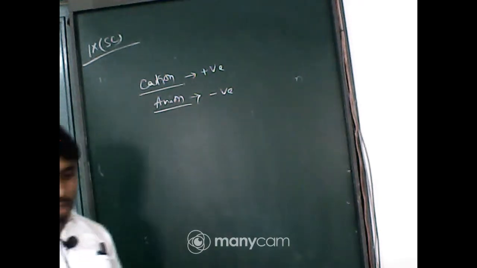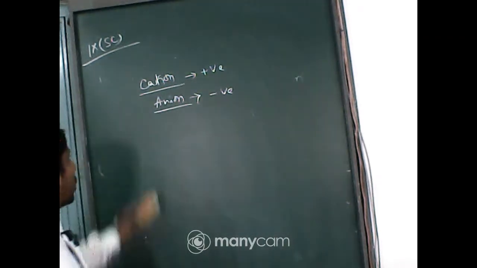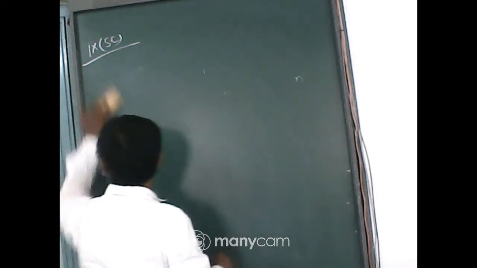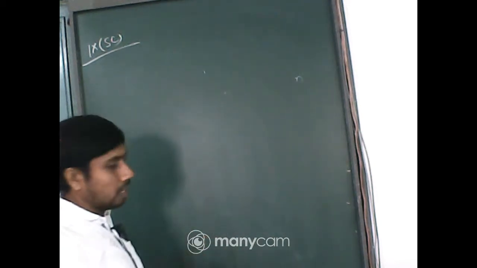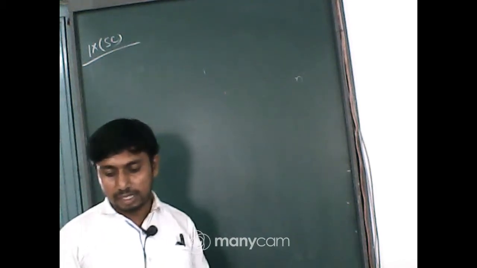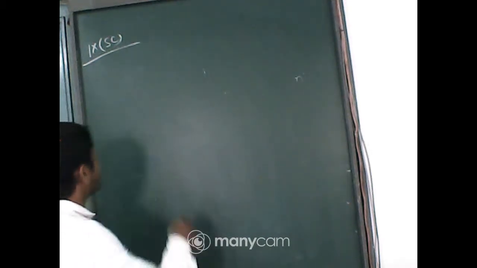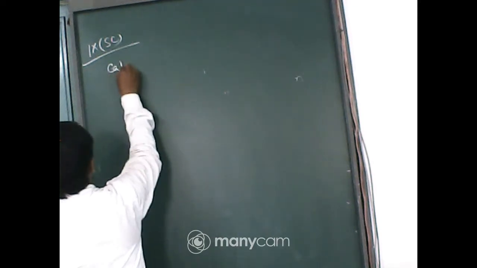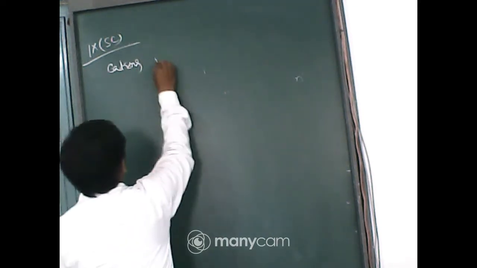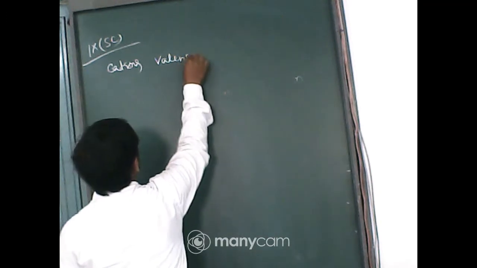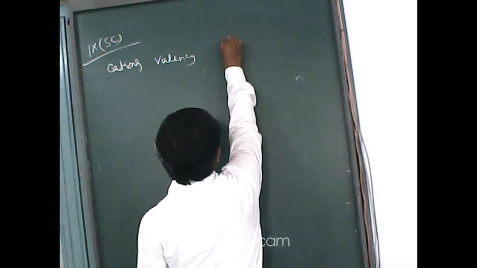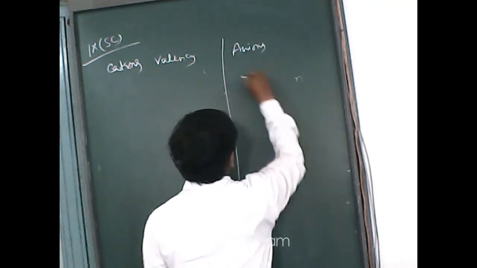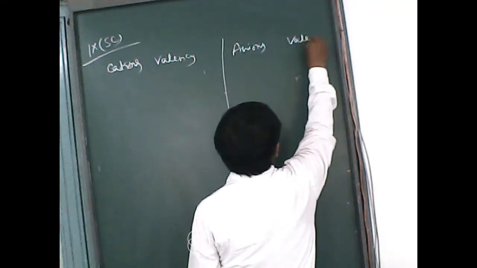Okay. So, cation and anion. Now, I will make a chart where there will be their respective valencies and also the symbol. So, in the left column, I will mention the cation with their valency, and in the right column, I will write anions with their valency.